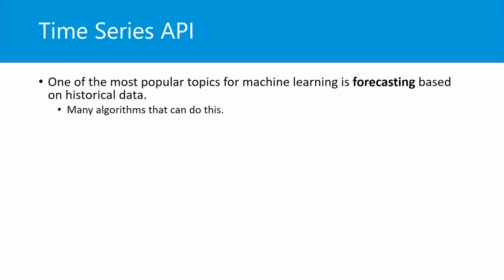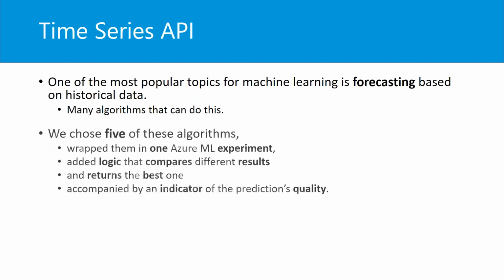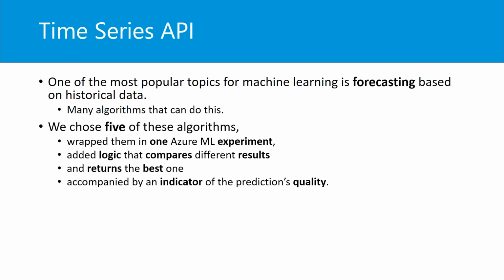Machine learning, one of its most popular applications is basically forecasting based on historical data. And we have many algorithms that can do that. Now, the Microsoft team has selected 5 of those algorithms that we can make use of, and they are in a machine learning experiment. And we can just use that, and it will determine which is the best one to use.